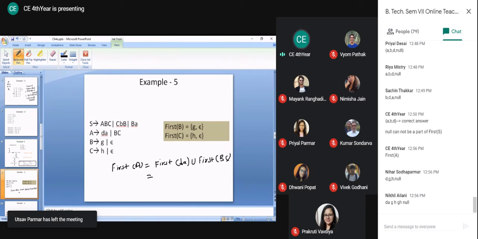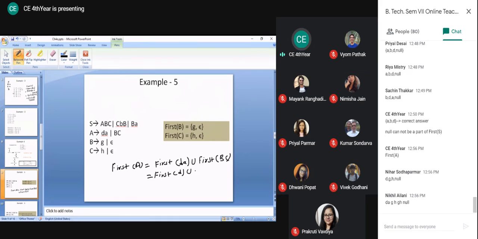So now first of DA. Now when you consider this first of DA, definitely D and A both are terminals. So we have to write only this because when you derive, always the derivation starts with D. So first is always giving you one symbol, not more than one, which is the first symbol we are getting in the derivation. So this is equivalent to first of D.